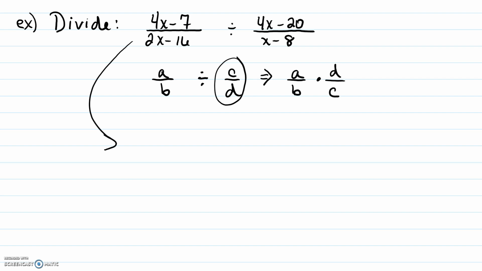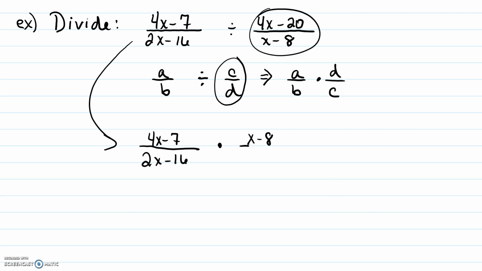We're going to take our (4x minus 7) over (2x minus 16). We need to change our division to multiplication, and then take that second expression and flip it. Okay?